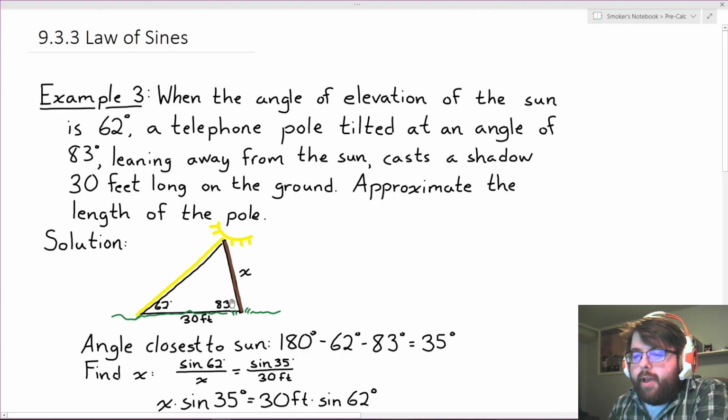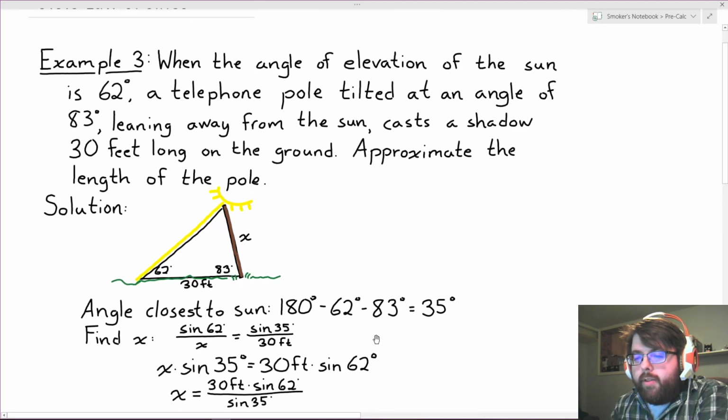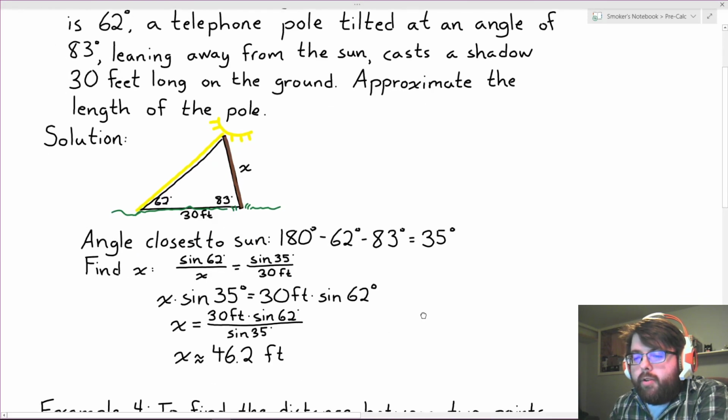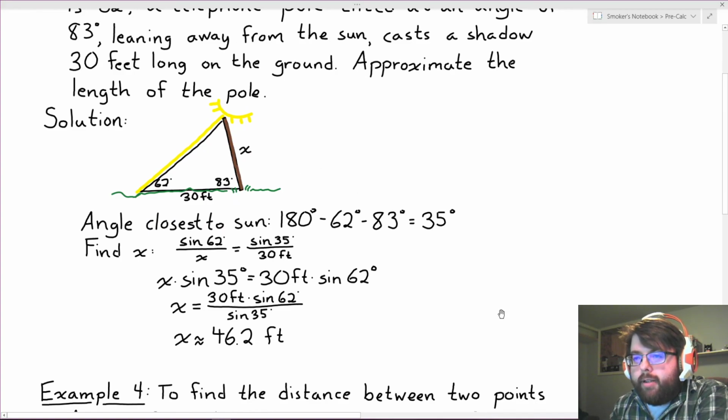180 minus these two angle measures gives me 35. So I can do sine of 35 over 30 is equal to sine of 62 over x. Cross multiply. So I have x times sine of 35 is equal to 30 times sine of 62. Divide both sides by sine of 35, and put it in your calculator, you get 46.2. Pretty cool, huh? Finding that side length, and it's not even a right triangle.